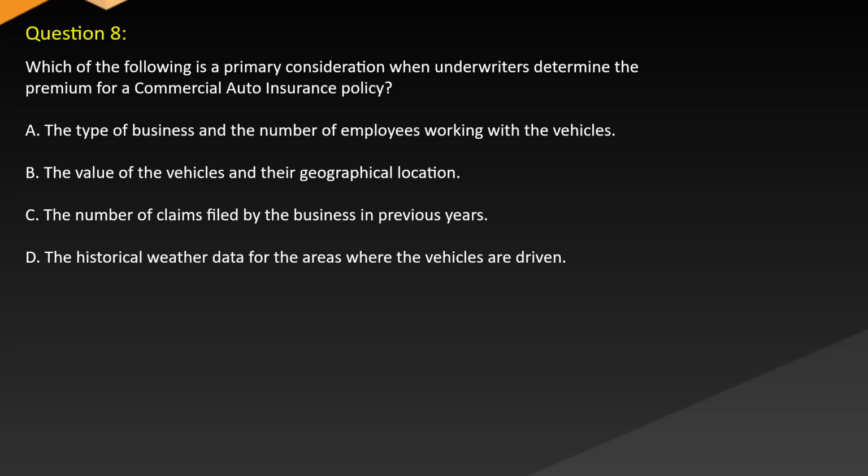Question 8. Which of the following is a primary consideration when underwriters determine the premium for a commercial auto insurance policy? A. The type of business and the number of employees working with the vehicles. B. The value of the vehicles and their geographical location. C. The number of claims filed by the business in previous years. D. The historical weather data for the areas where the vehicles are driven.